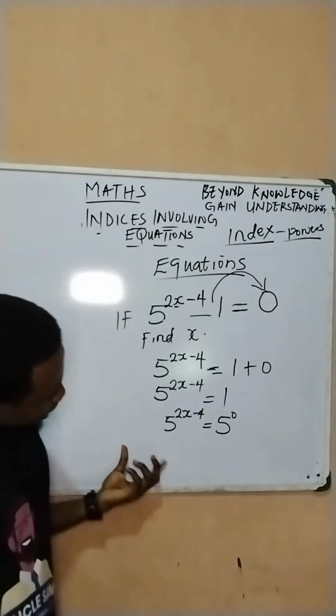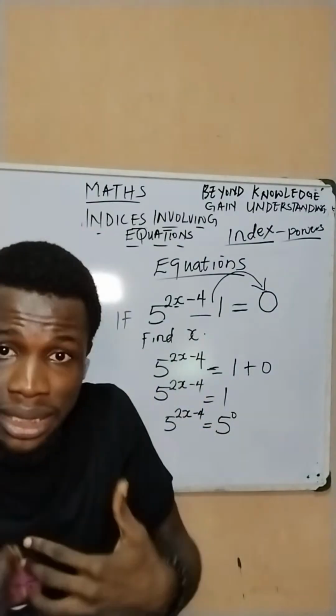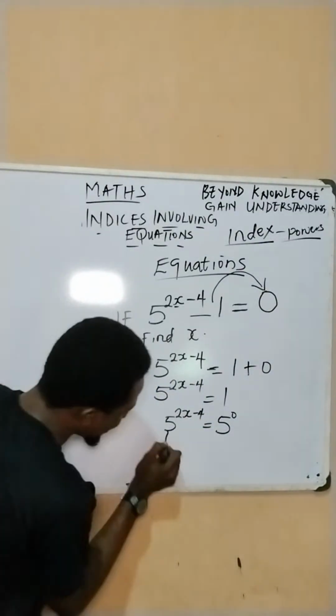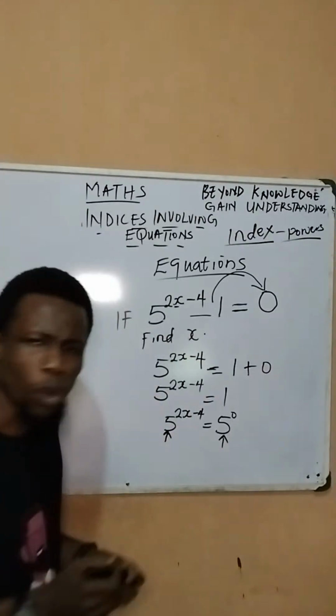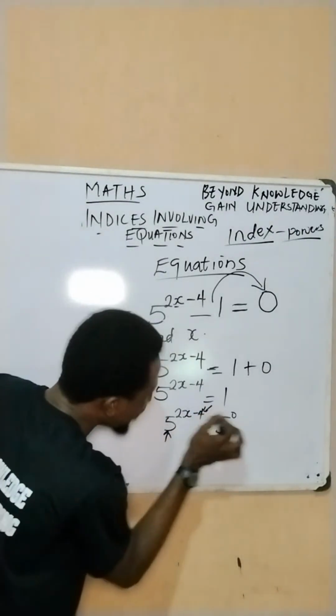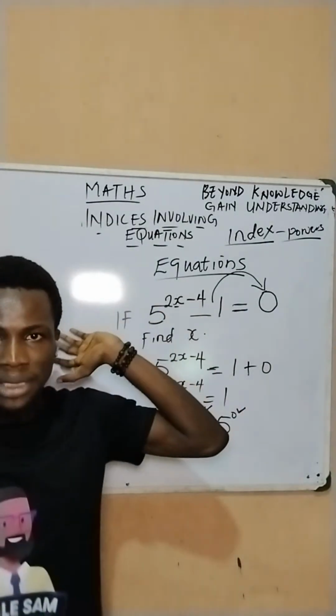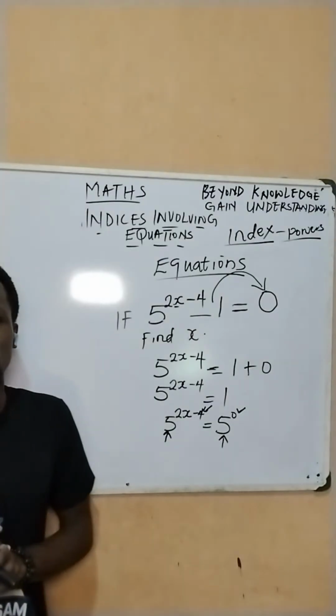Once we arrive at this, there's a certain law of equality and indices. We say that if the bases are equal, it simply means that their powers must be equal. So since the bases are equal, we equate their powers so that we can find the value of this x here.